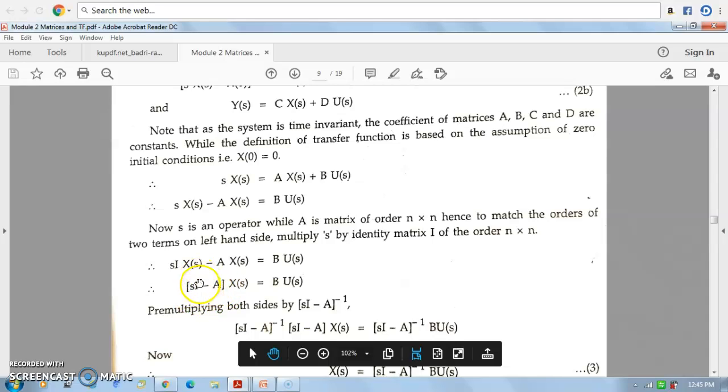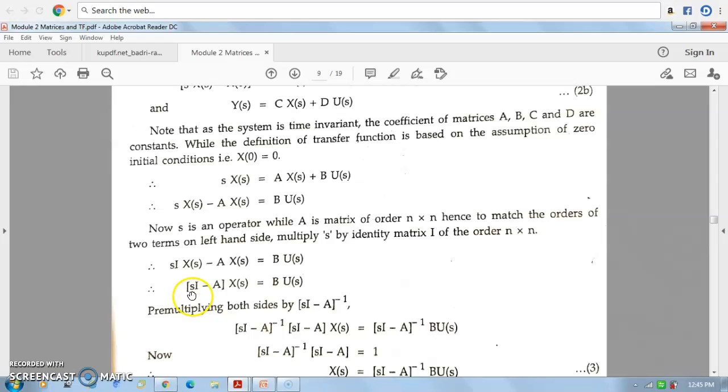Why do you have to multiply this? I means identity matrix to the s term, because see here, A is the matrix and s is the operator. So operator, whatever constant term was there, minus matrix, it is not possible. We can do matrix minus matrix, matrix multiplication.